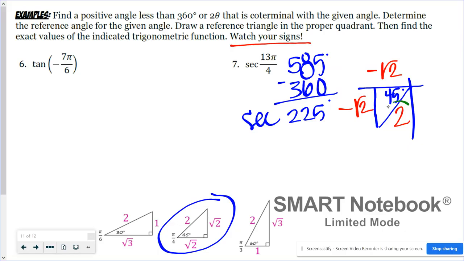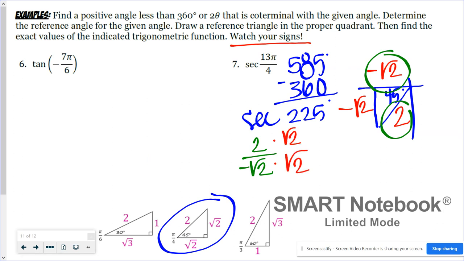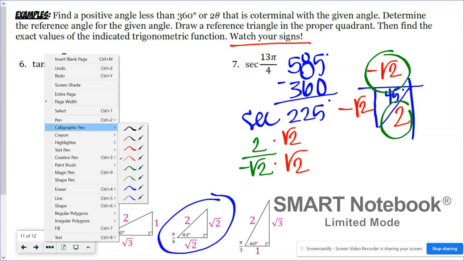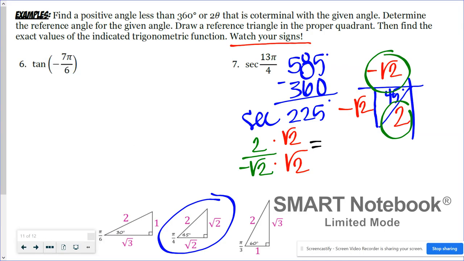Secant is the ratio of the hypotenuse over the adjacent. So I have 2 over negative root 2. And then I need to rationalize. So I'm going to have to multiply the top and the bottom by the square root of 2. This is going to give me 2 root 2 on top and negative 2 on the bottom. The outside value of 2 over negative 2 can be reduced, and I end up with negative square root of 2 as my exact value.